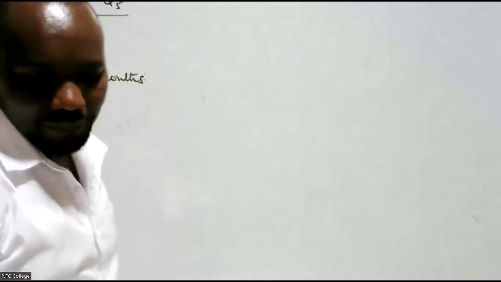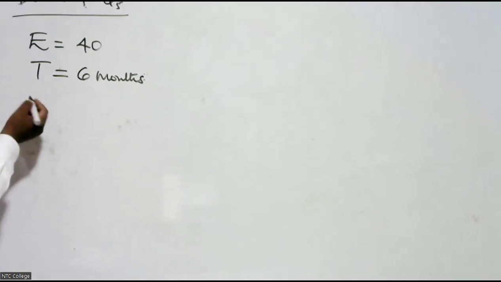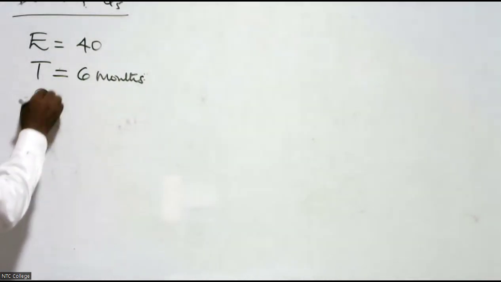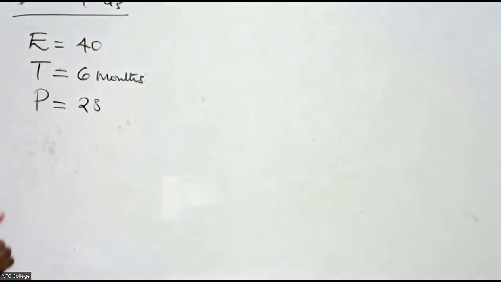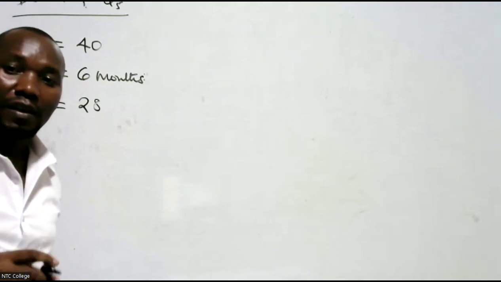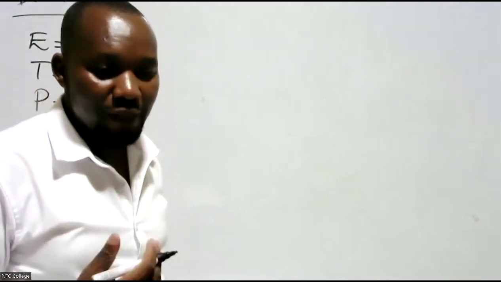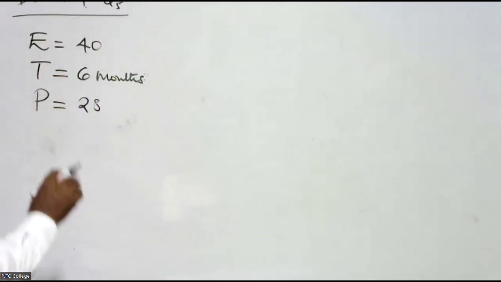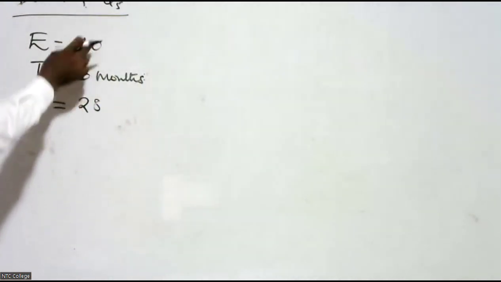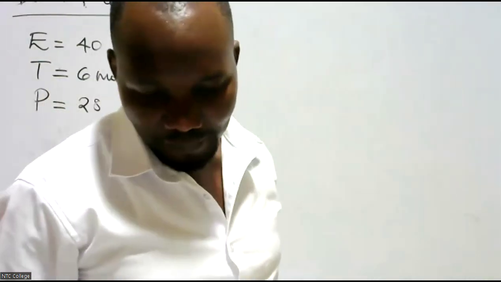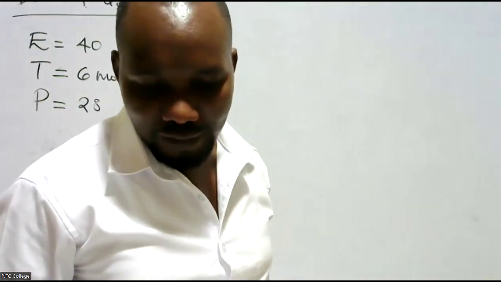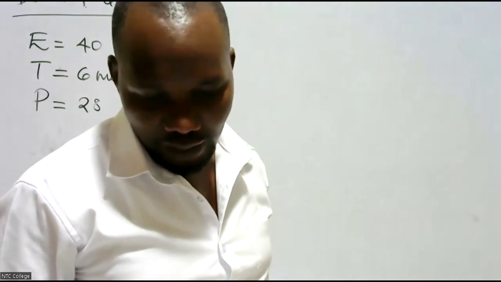The current stock price is shillings 28. That is the price, 28. So don't confuse the two. If they say the current price, that is P, the present value. We have the exercise price, and then the current price is given like that. So the current stock price is 28 shillings.